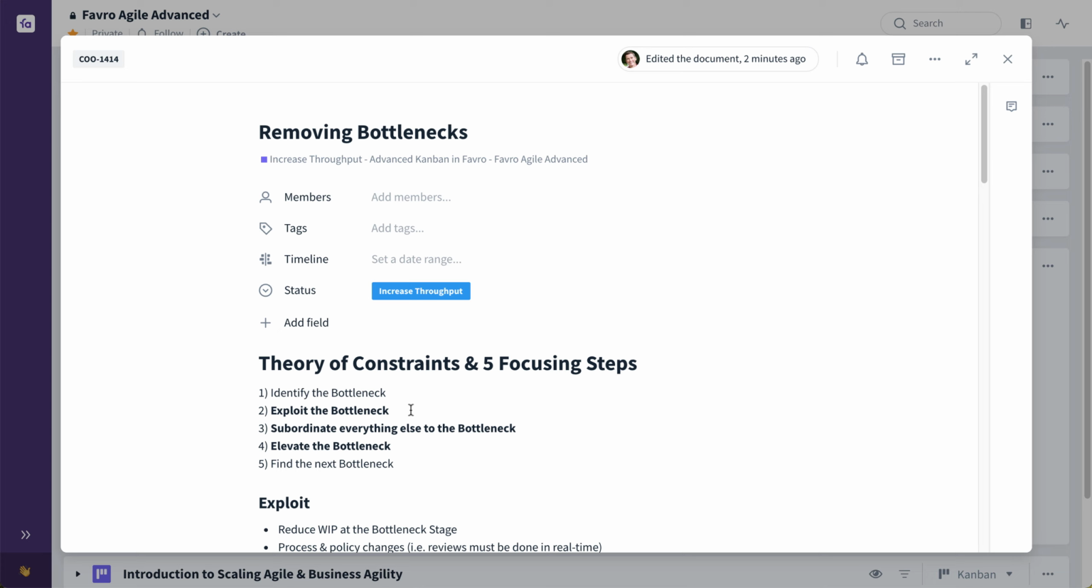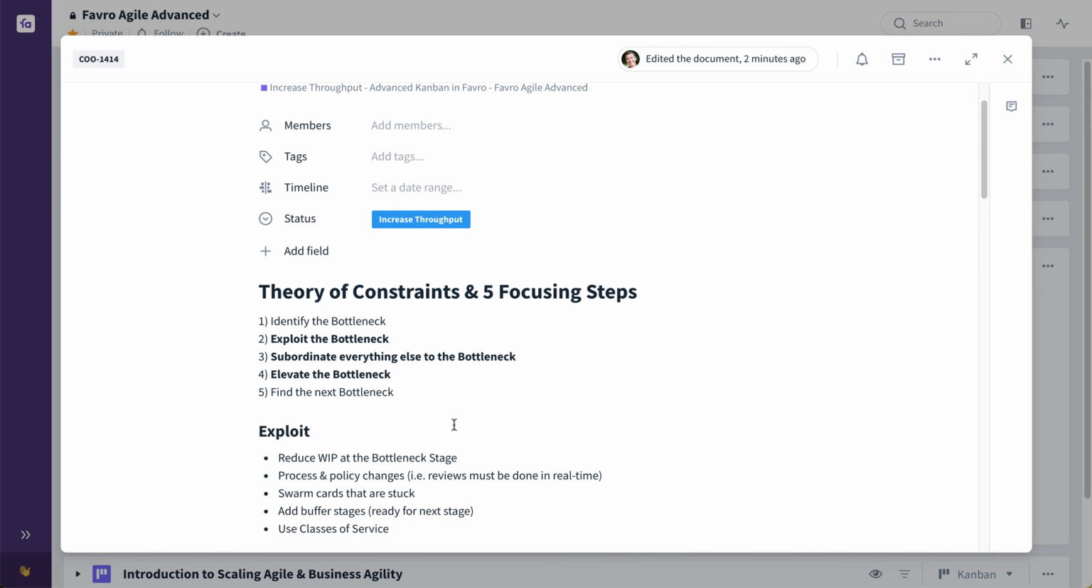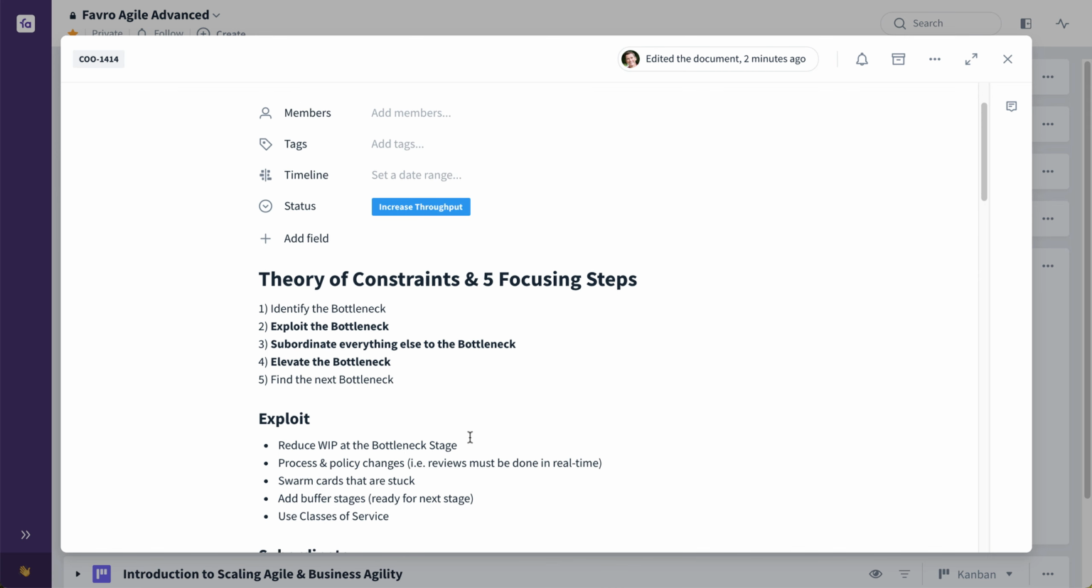Number 3, subordinate everything else to the bottleneck. And 4, elevate the bottleneck. Let's start with exploit. Again, exploiting is all about what we can do at the bottleneck stage itself. So the first thing we can do is reduce the work in process limit at that bottleneck stage. That's often the first step, reduce the WIP at that stage.